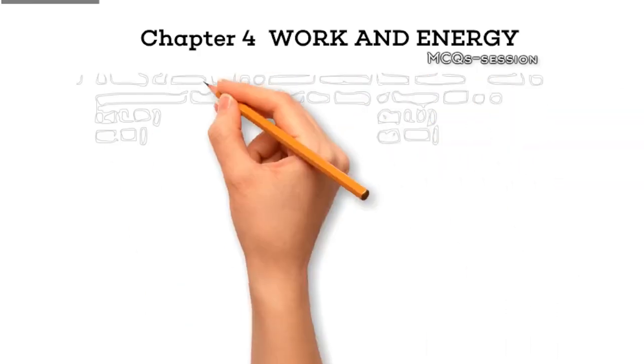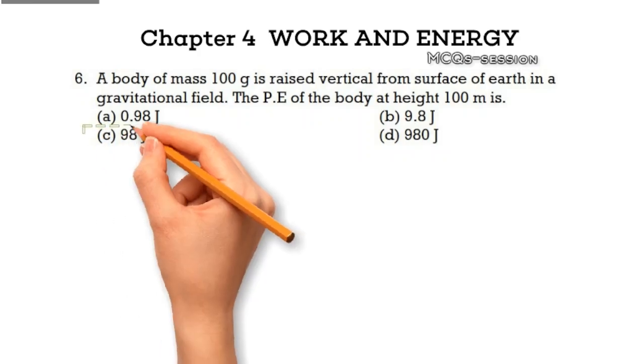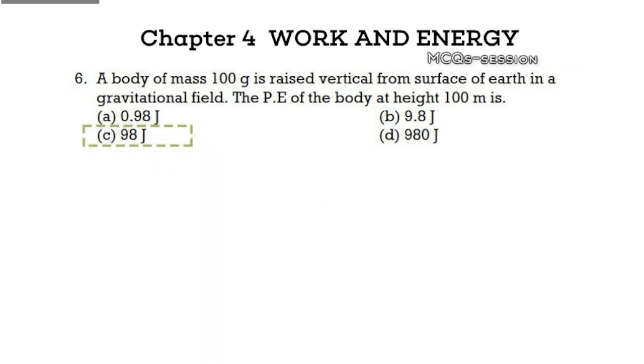Question 6. A body of mass 100 grams is raised vertically from the surface of the Earth to a height of 100 meters. What is the potential energy of the body at that height? Options: A, 0.98 joules, B, 9.8 joules, C, 98 joules, D, 980 joules. Pause the video to figure out the answer. The correct answer is C, 98 joules.